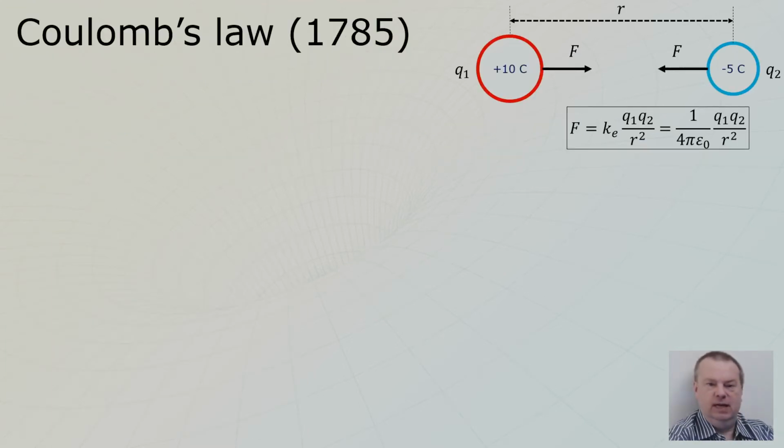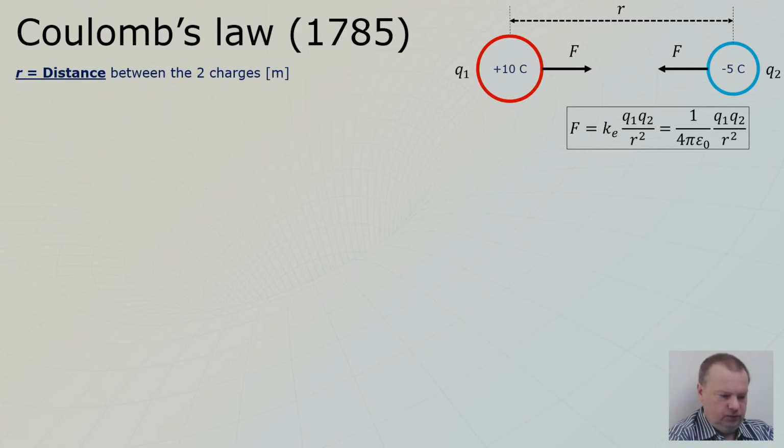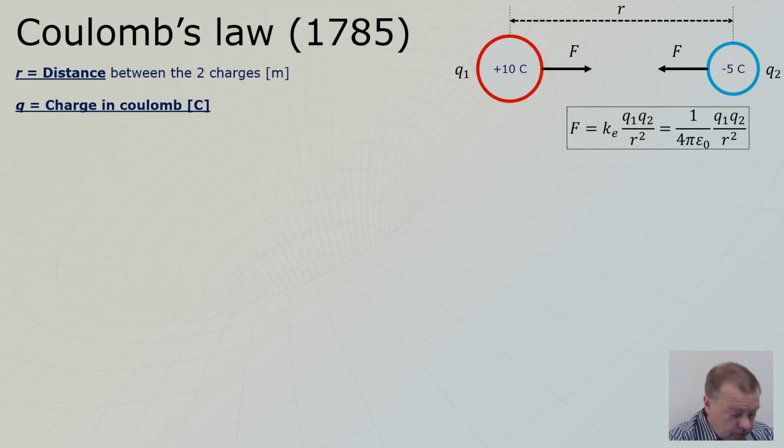So here it is again. R is the distance between the two charges, the two particles. Q is the charge in Coulomb. It has some unit of measurement. How do you measure charge? Well, in Coulomb, because he was the first to do experiments on this, so he got the honor of having the unit of measurement for charge named after him.